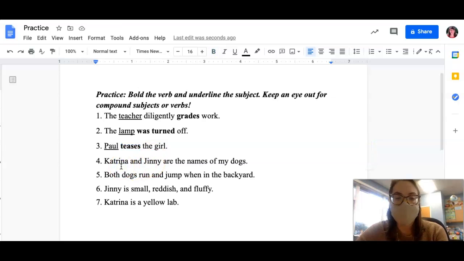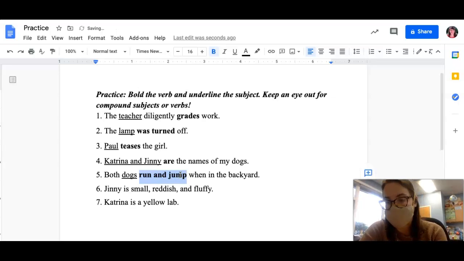All right, number four, Katrina and Ginny are the names of my dogs. All right, this one has two nouns that it's about. So I have a compound subject, Katrina and Ginny. All right, and then I've got a be verb as my verb that goes with that subject. All right, number five, both dogs run and jump when in the backyard. So again, I have the dogs are performing the action in the sentence. So they're going to be my subject. And they are performing two different actions, actually, running and jumping. So I have a compound verb there.